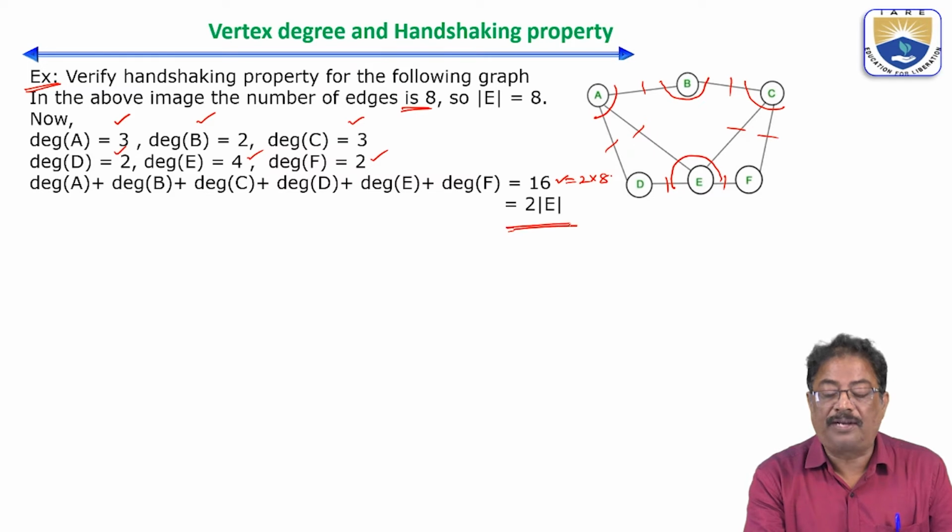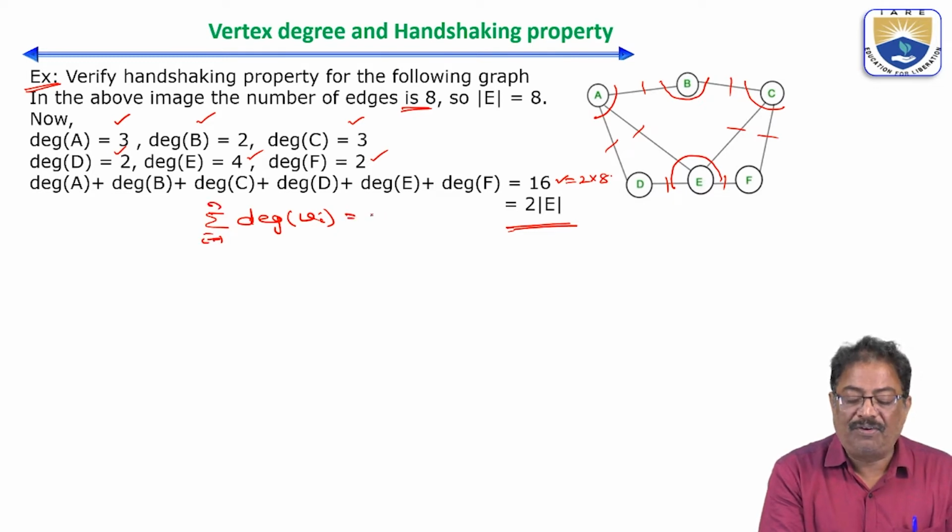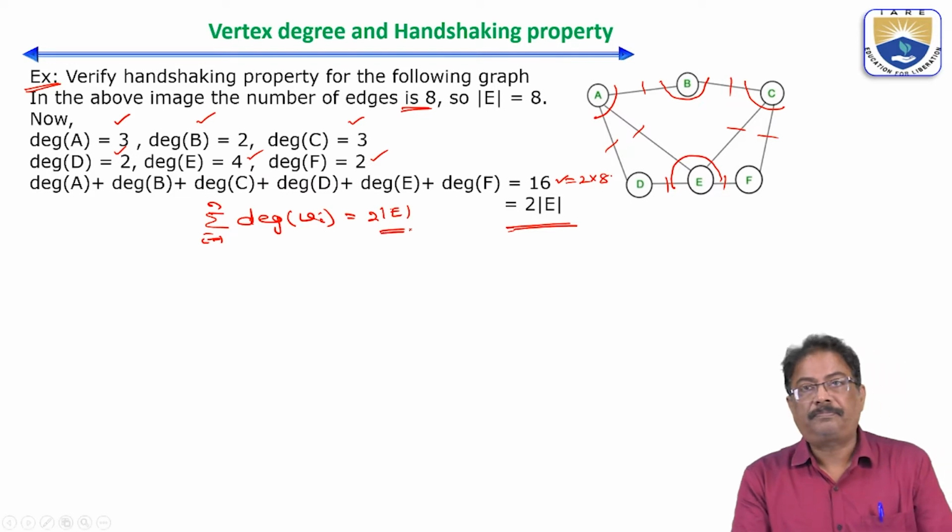So I am going to write this like this. This is nothing but sum of the degrees of all vertices. So let us say in general, i equals 1 to n. This is the generalized way. Then that is an even number, and it should be equal to 2 into number of edges of the graph.